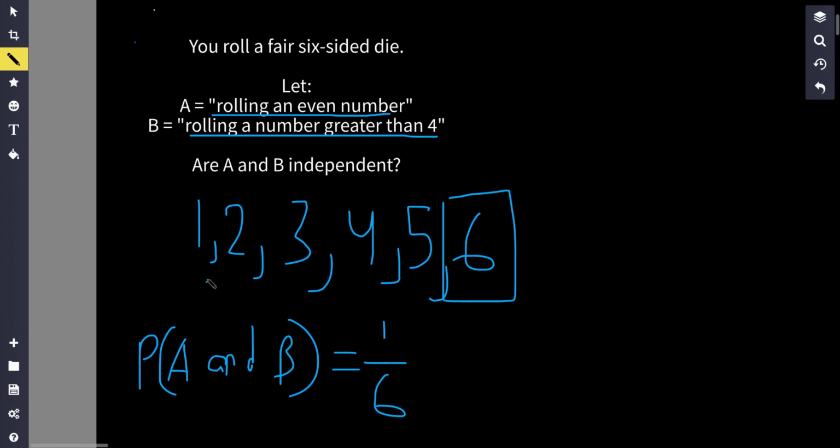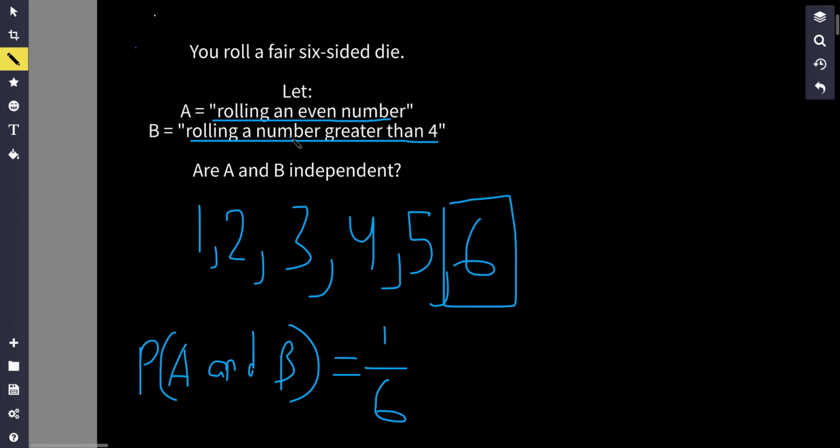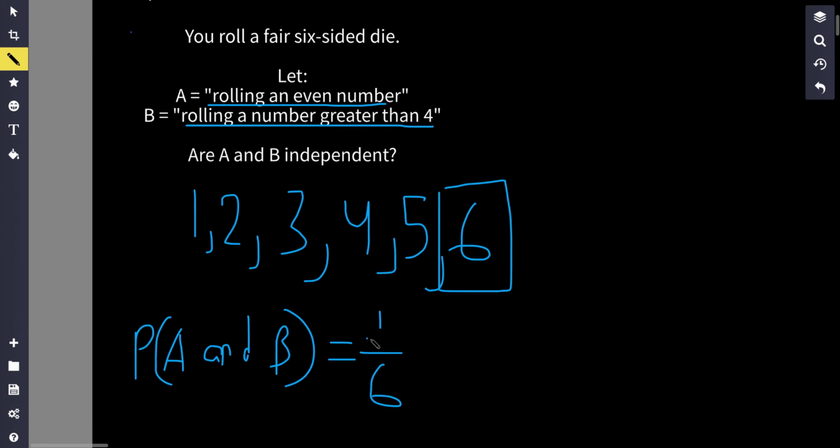So the probability of me rolling an even number and that number being greater than 4 is going to be 1 over 6, right? Because there's 6 possible outcomes, and the only number that's greater than 4 and is an even number is 6, right? So there's one possibility out of 6 total options.